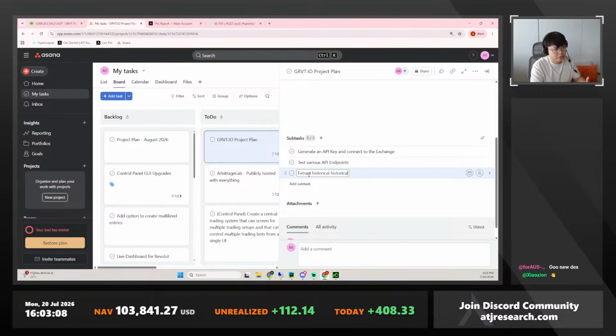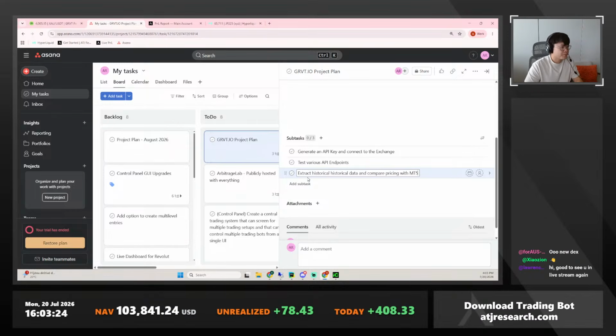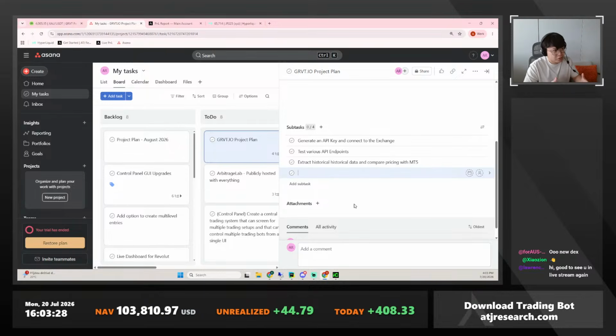Going to extract historical data and compare pricing with MT5. So this is the first step to analyze the pricing discrepancies between Gravity and MT5. Then what we're going to do is evaluate or try to design a strategy. So it's a market making strategy, right?